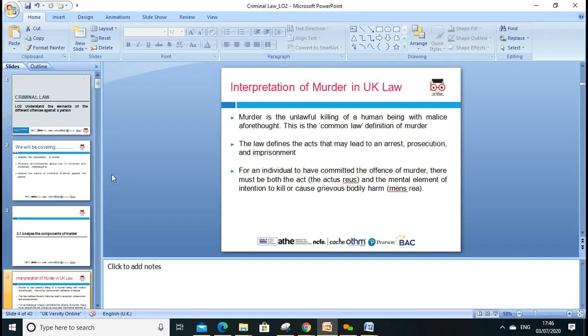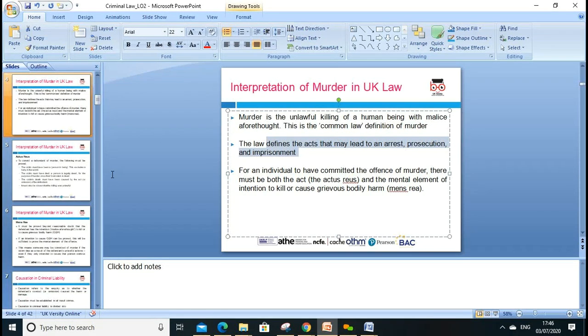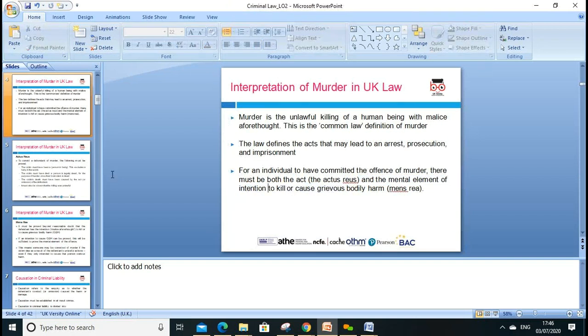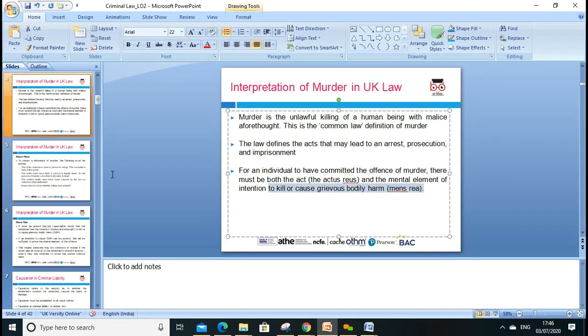The interpretation of murder: murder is the unlawful killing of a human being. The common law defines the definition of murder. The law defines the facts that may lead to arrest, prosecution, and imprisonment. So your intention, are you involved, did you even assist someone to murder someone? For an individual to have committed the offense of murder, there must be both the act and the mental element, the intention to kill. So intention will come under the crime as well. What was your intention?